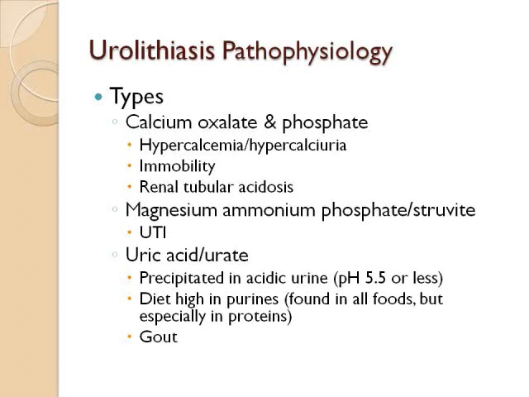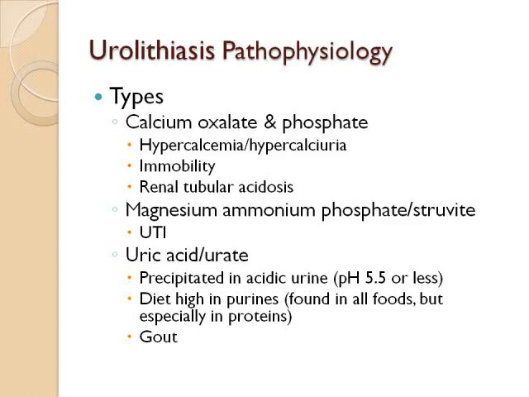One of them is calcium oxalate and phosphate, and people who are prone to get this type of kidney stone are people who have hypercalcemia or hypercalciuria. That means too much calcium in their blood or in their urine. People who are immobile and people with renal tubular acidosis. Those are the 3 types that are especially prone to getting the calcium oxalate type of kidney stones.